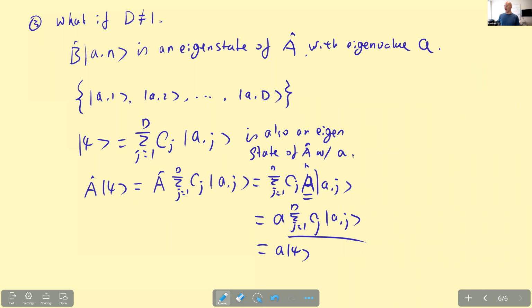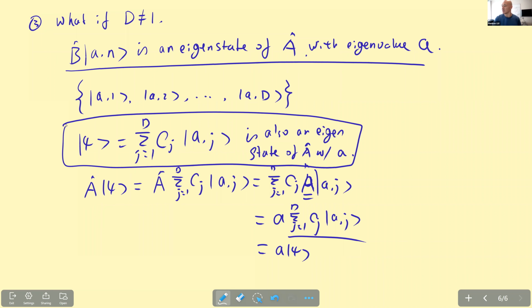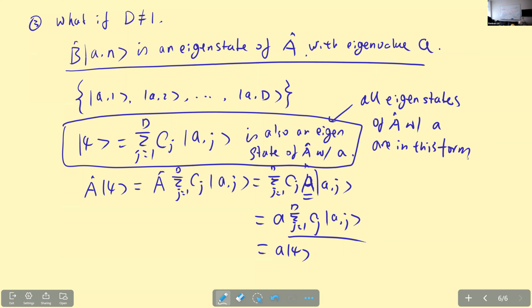Okay, and actually this is the form of all eigenstates of A. You cannot have other states or forms written in other ways. So all eigenstates of A with eigenvalue a can be written in this form.